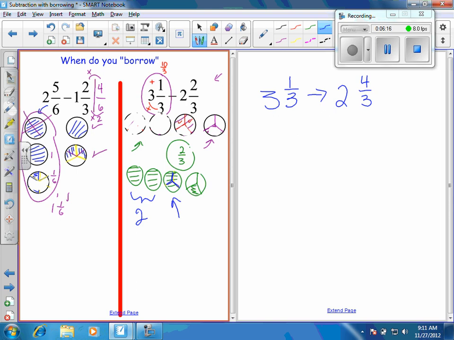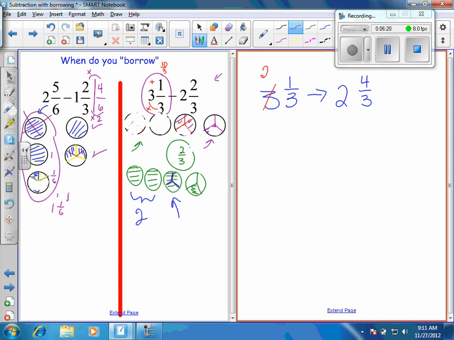So when we borrow, what we do is we say, well, we're going to take this 3 and make it a 2, but we're going to add a whole here. Here's the third part. So this 3 and 1/3 is the same as 2 and 4 thirds. That's the same. This is the same thing as 3 and 1/3.